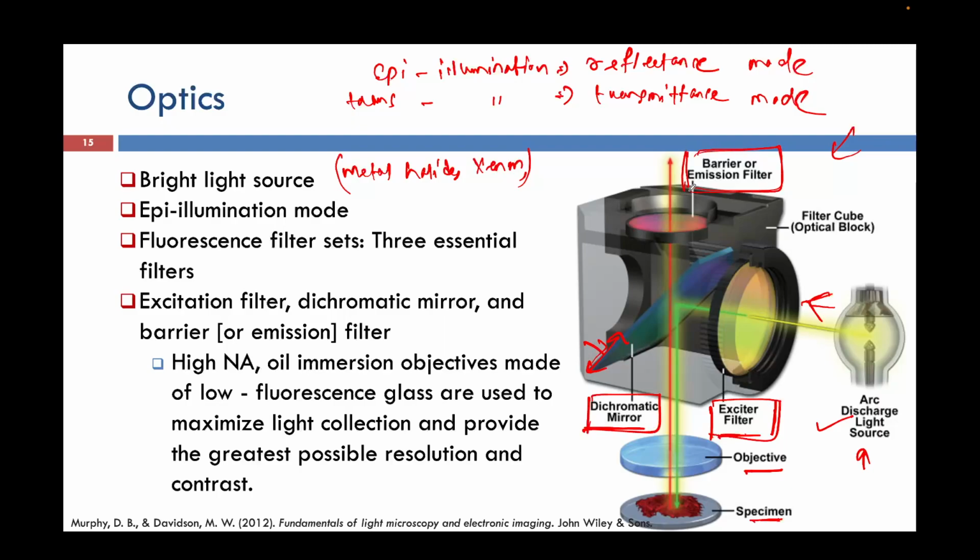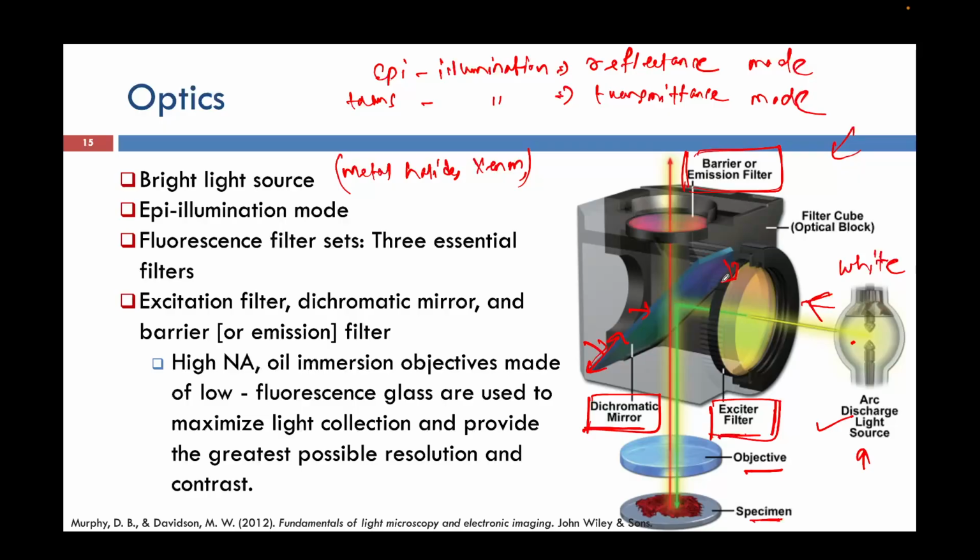What happens when this exciter filter comes in between the light source and this dichromatic mirror? What it does, it allows a specific wavelength of light to pass through it. It does not allow every wavelength of light to pass through it. Let's say we are impinging white light, or in this case I'm saying white light, but we can even impinge a monochromatic light. So this exciter filter allows a specific wavelength of light. That means wavelength is associated with energy. It allows a specific wavelength of light to impinge on the dichromatic mirror.